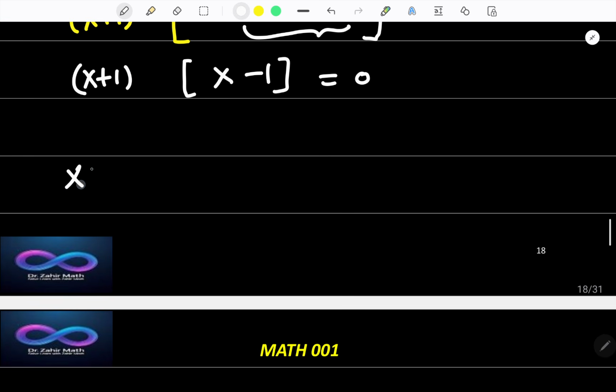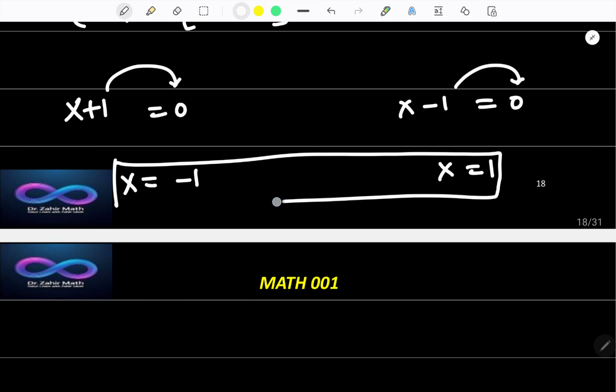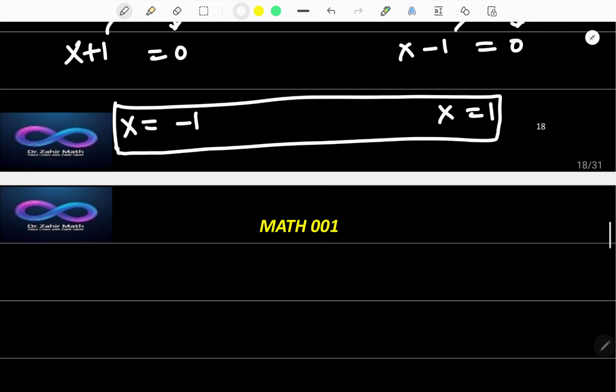When two factors multiply to 0, each one is equal to 0. Clear, everybody? So x equals what? This one goes that side, minus 1. This goes this side, x equals plus 1. So we got x is equal to minus 1 and x is equal to plus 1. This finishes your exercise 1.6. Clear, all of you?